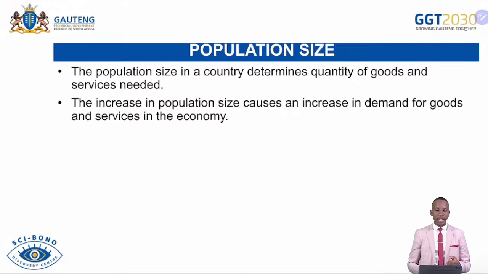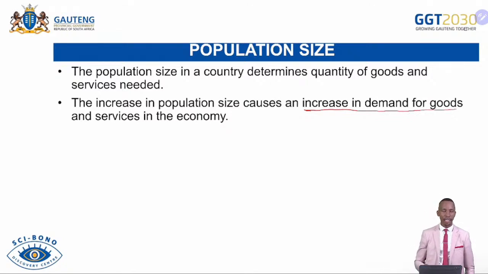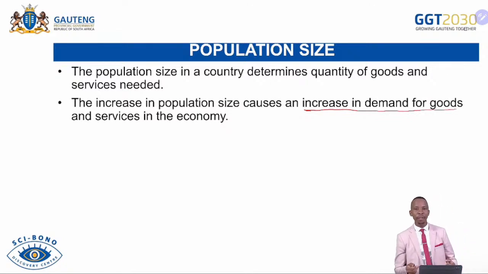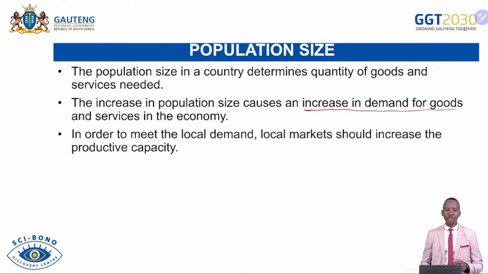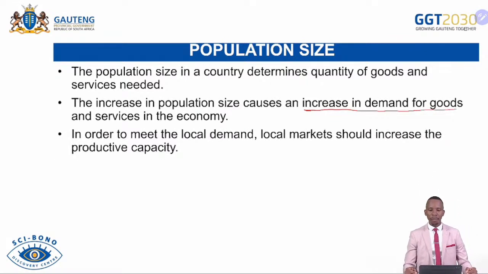So the increase in population size causes an increase in demand for goods and services in the economy. Yes, that is clear. If ever there is more population, there will be more demand for goods and services. In order to meet the local demand, the local market should increase its productive capacity. So in order for the market to be able to supply demanded goods and services, what should be done? The local market should increase its productive capacity. If it is facing some challenges or constraints, what should be done?